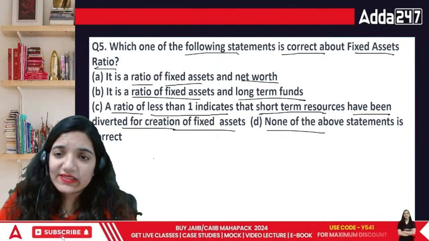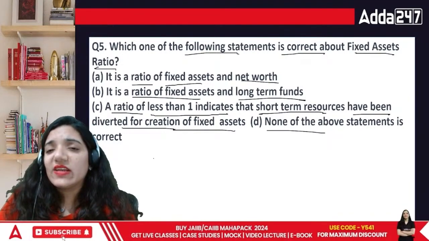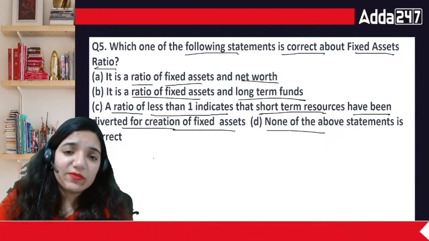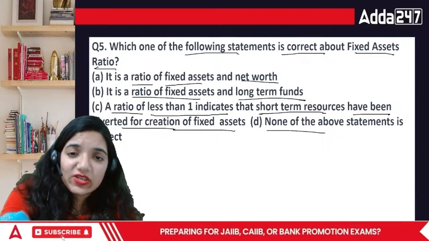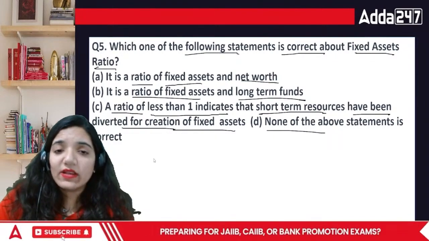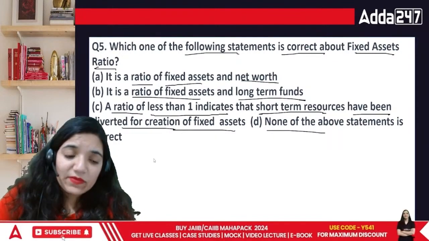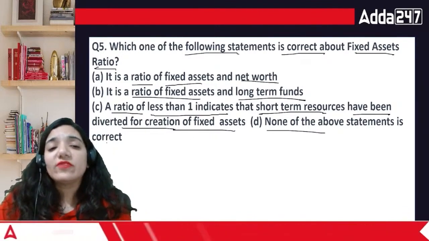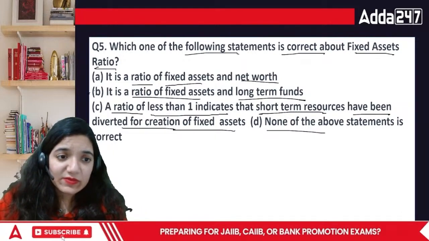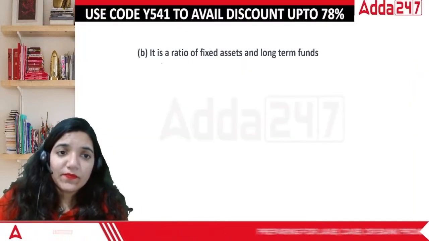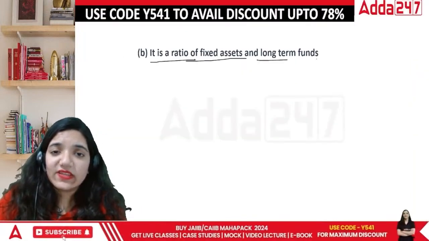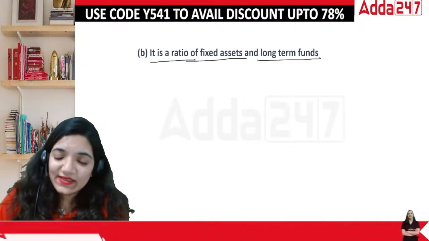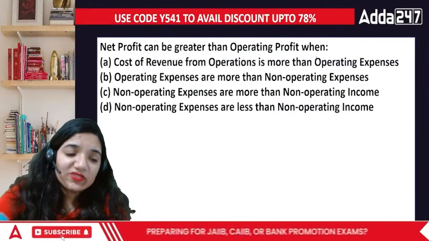Which one of the following is correct about fixed ratio? Fixed asset ratio talks about the organization funds which are involved exclusively in the area of the assets. So this is basically the assets that you have built with your long-term funds. The answer is B, everyone. It is the ratio of fixed assets and long-term funds. Done. Here comes the next question, everyone.